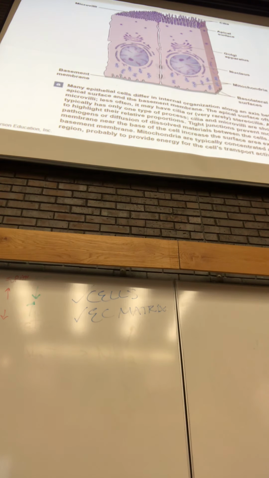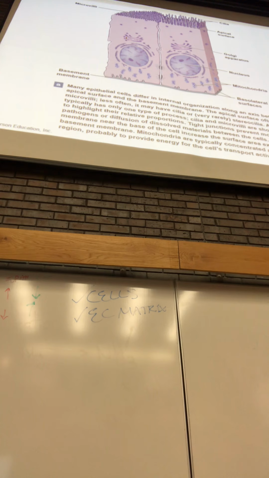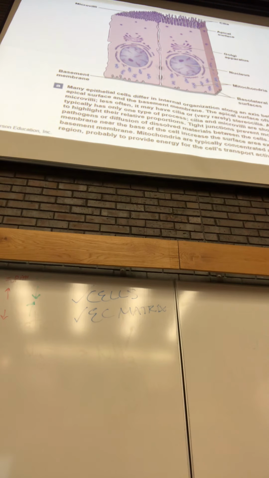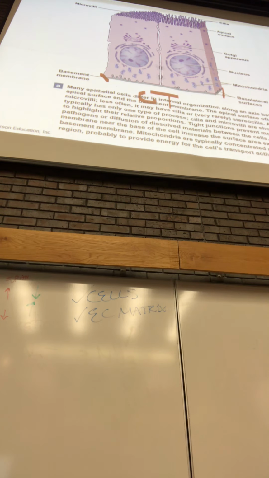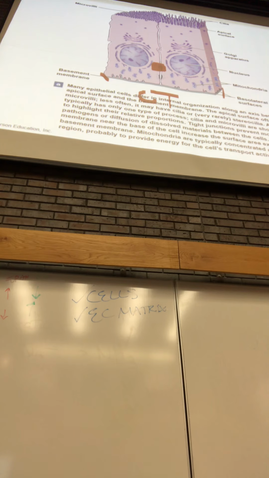Here's a picture of these. This is two epithelial cells, very little space in between. In teal, we have this basement membrane, and deep to the basement membrane is going to be some kind of connective tissue. They're attached to one another via desmosomes. They're attached to the basement membrane via hemidesmosomes.